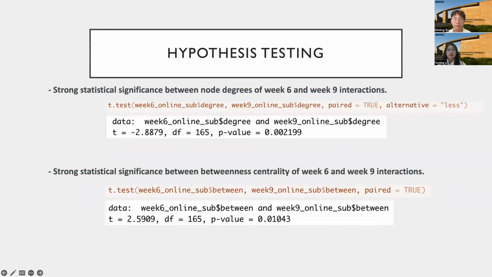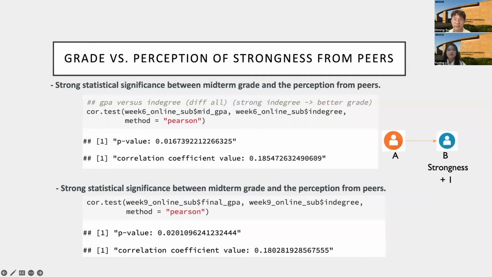Next, we use hypothesis testing to compare the social network analysis measurements in different periods of time. We compare the degree and betweenness of two networks by paired t-test. We found strong statistical significance between both node degrees and betweenness of week 6 and week 9 networks. This means the number of interactions in week 6 on average is less than in week 9, and there are differences in week 6 and week 9's betweenness.